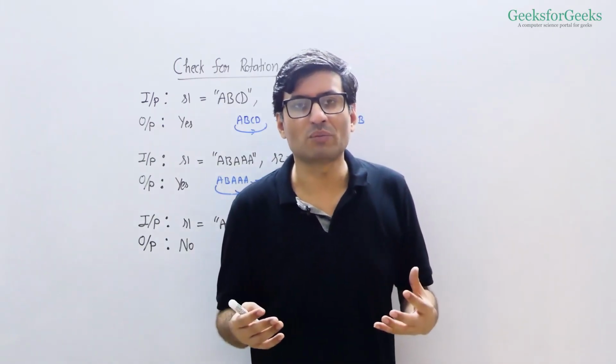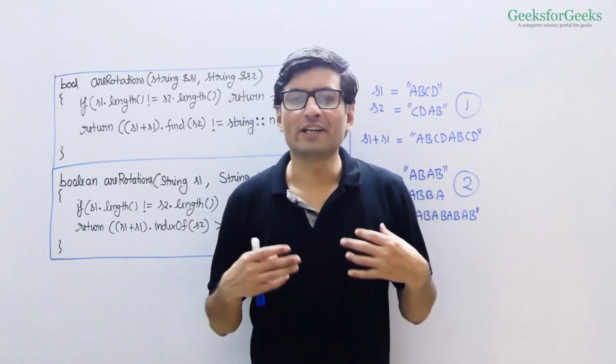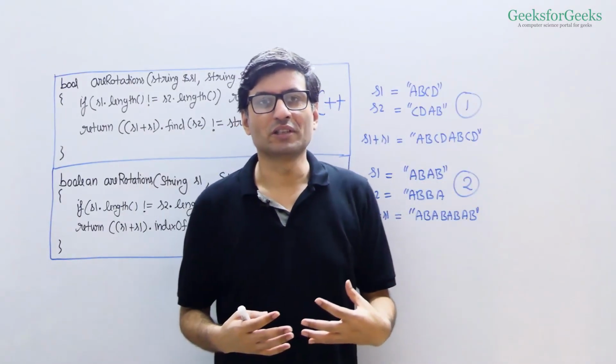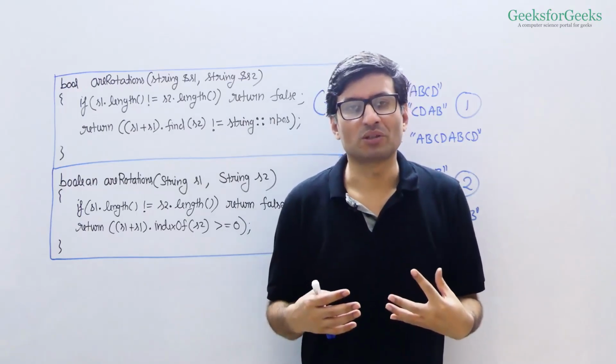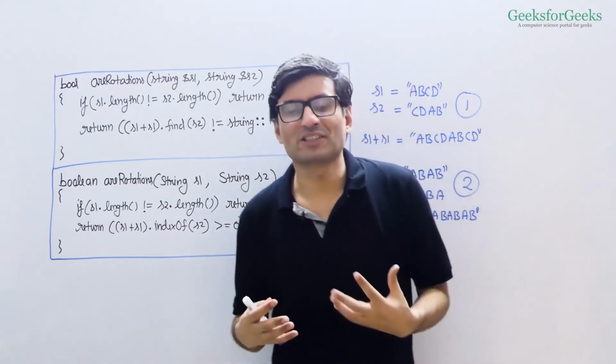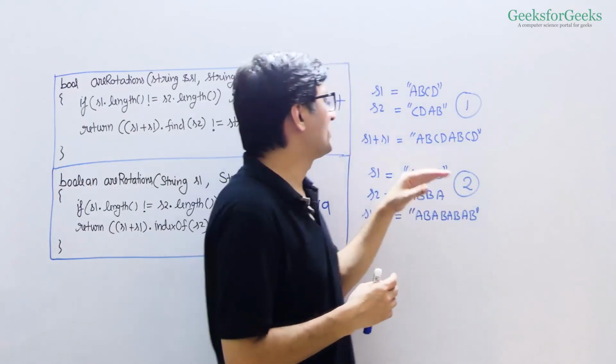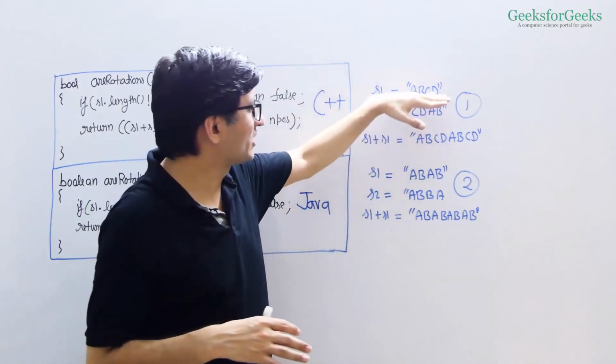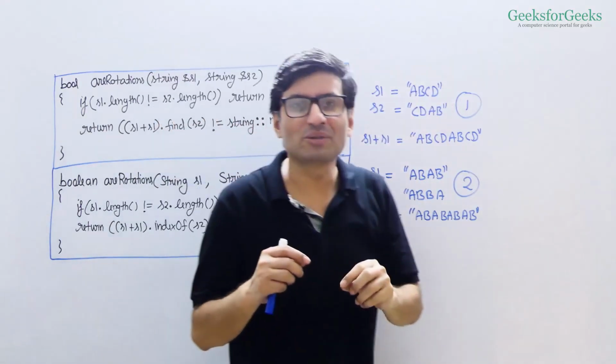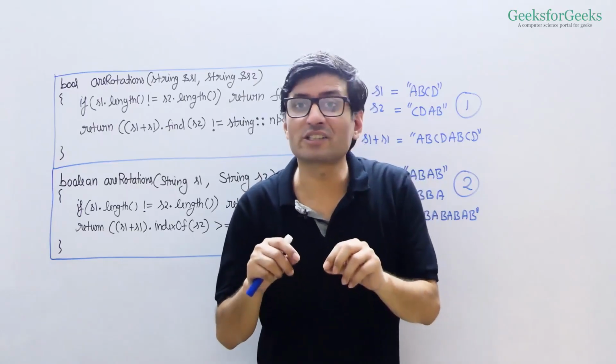Can you solve this problem in big O of n time? Let us now talk about an efficient solution. If you take a closer look at this problem, it's similar to pattern searching algorithm. We need to consider S2 as a pattern and S1 as a text, and we need to search S2 in S1 in a circular way.